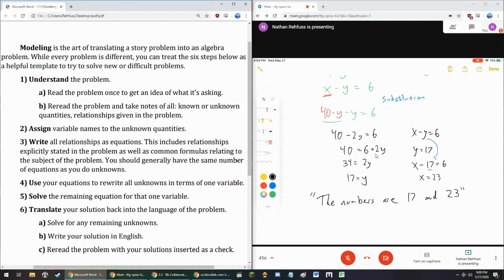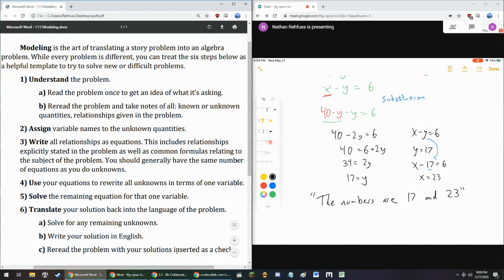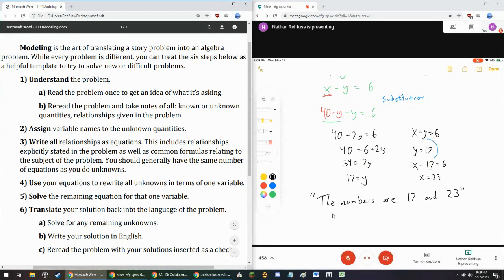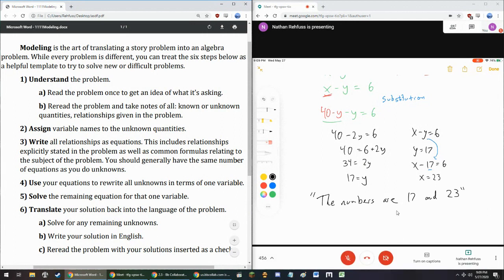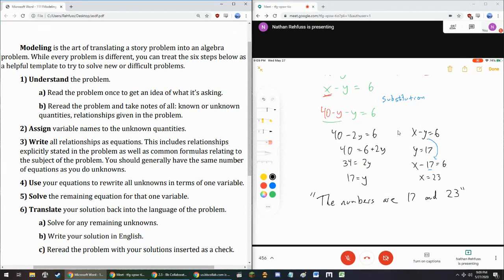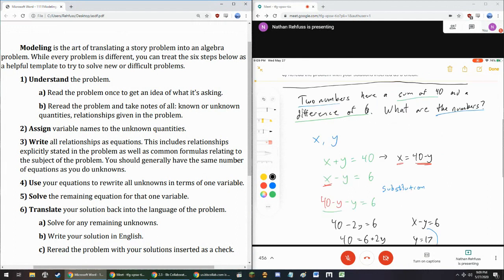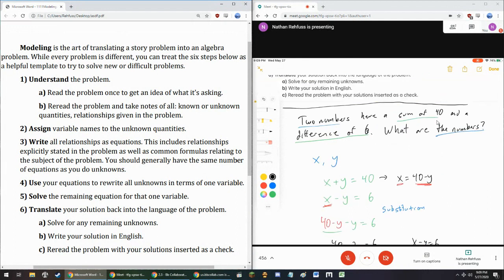And then this last step, we've solved the problem, but this is something I really like to do to make sure I've got the right ideas: I like to go back and read the problem one more time, but with my solutions in. So instead of two numbers, I say the names of the numbers. 17 and 23 have a sum of 40. Well, yep, they do. And a difference of 6. Yep, that's also true. So the numbers are 17 and 23. Very good. We've answered the question that the problem actually asked, and we've met every condition in the problem. So that's an indication that we've got the right answer.